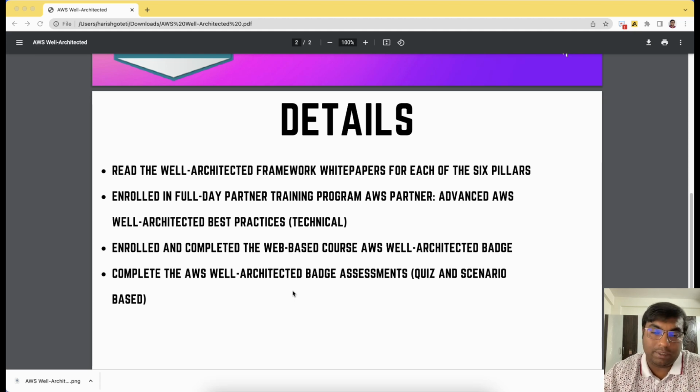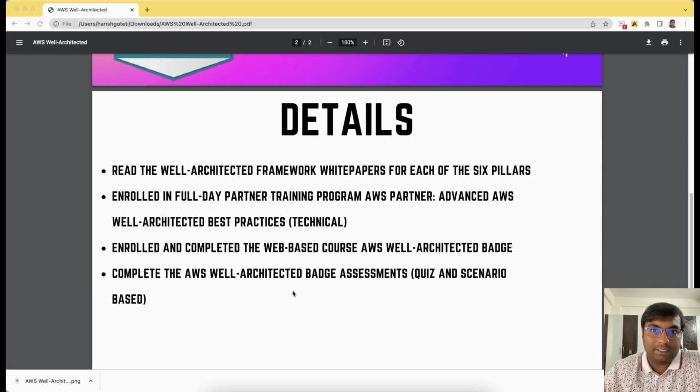Then there are two assessments after the Well-Architected Badge course: a quiz and a scenario-based assessment. You have to pass both. For the quiz, you need a minimum 75% pass percentage, but for the scenario it was 80%. I think there are about 20-25 questions. Once you pass these two assessments, that's when you are entitled to the badge. So that's the long story short.